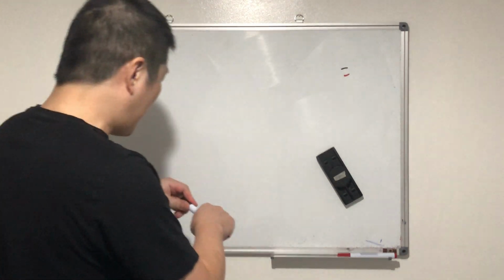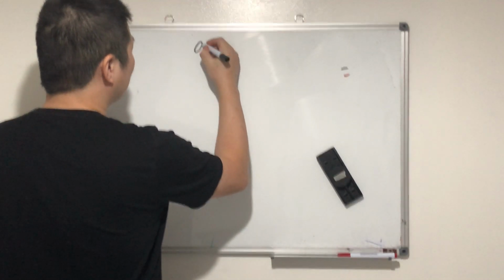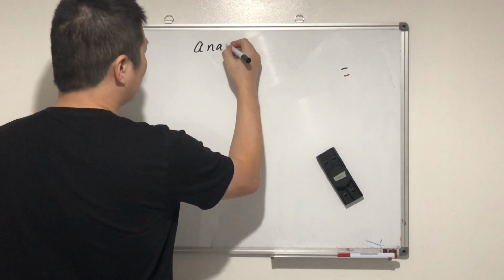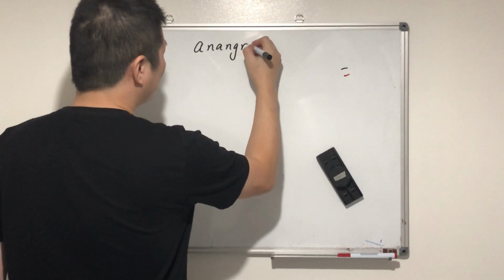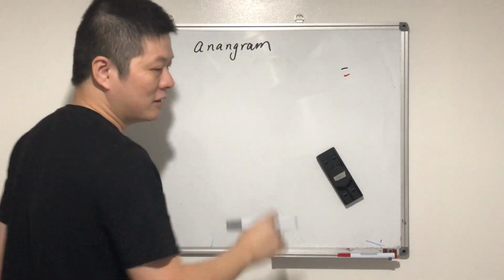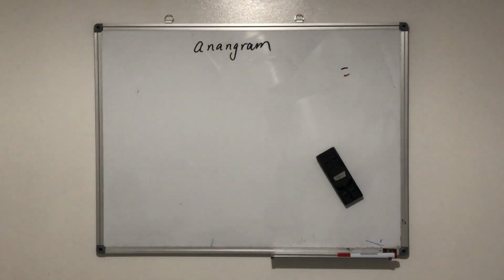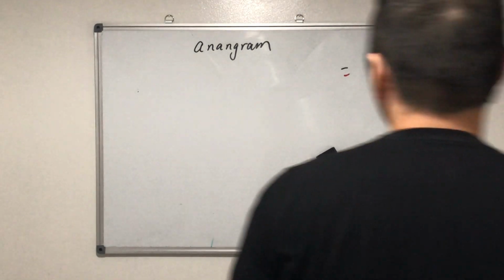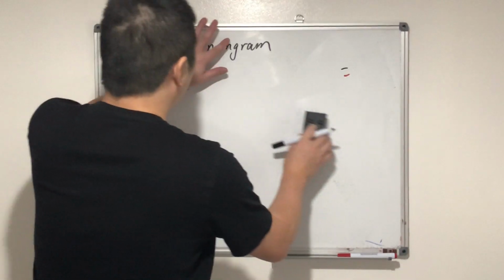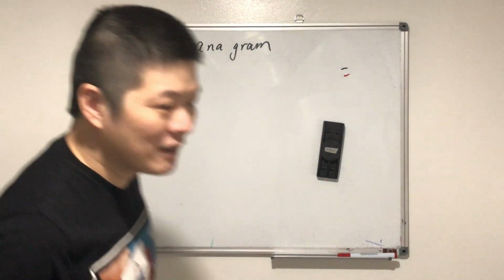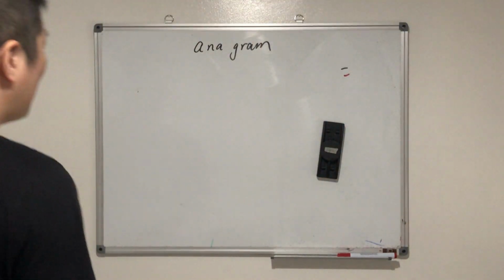Good. So can you tell me what's this anagram? Anagram. Okay, actually I don't know how to spell it. How do you spell anagram? I don't know. A-N-A-G-R-A-M. Okay, so almost. Do you know what's anagram?